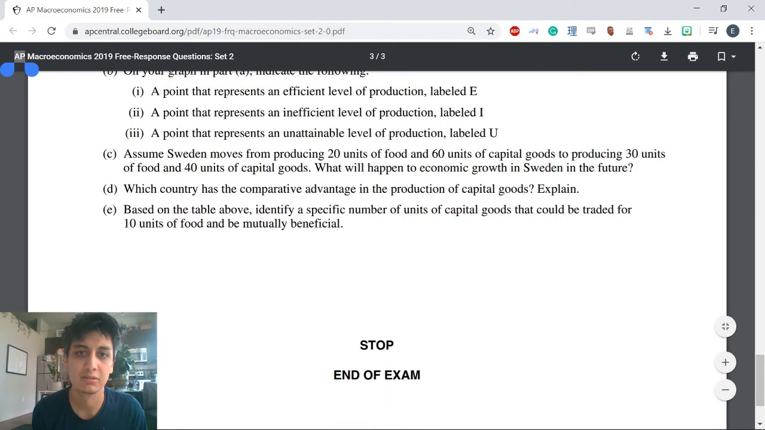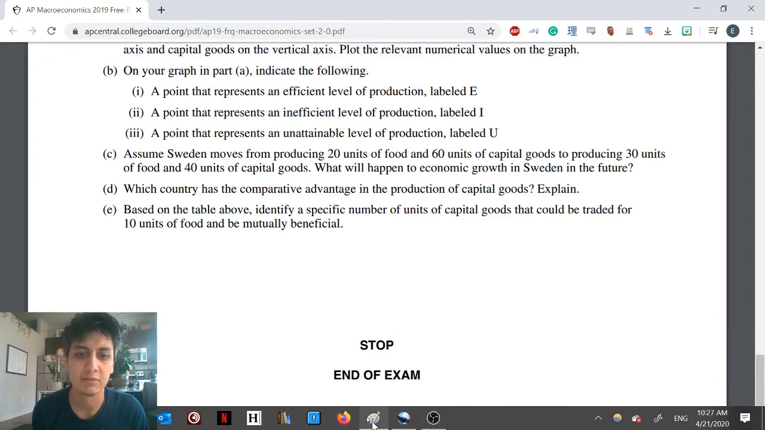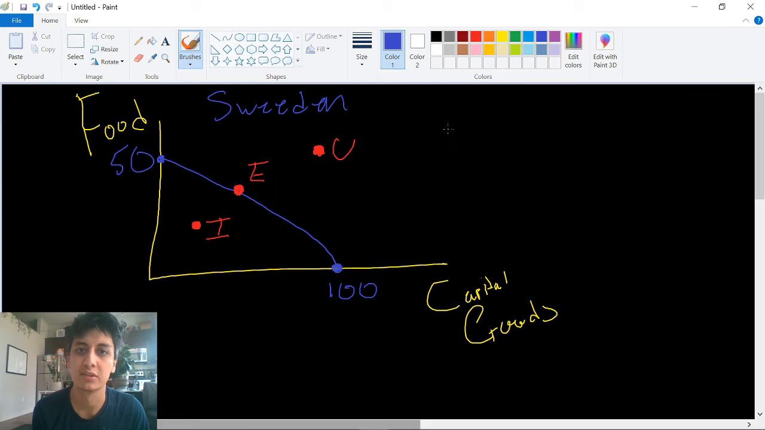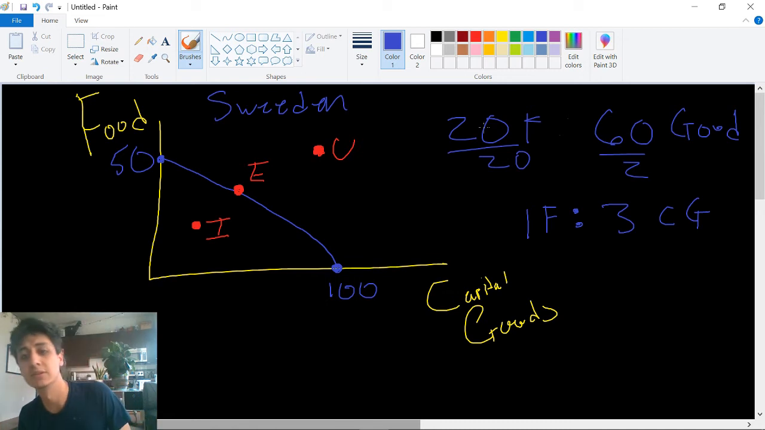Let's just make a ratio to solve this problem, because we might have to show our work on this 2020 test, or all of our work. So 20 food, 60 goods. Let's just bring that down to a ratio, right? Divide by 20, you know what I'm talking about. One food, what is this, 2, 4, 6, 3 goods. So in this first scenario, Sweden can make one food, or they can make 3 capital goods.